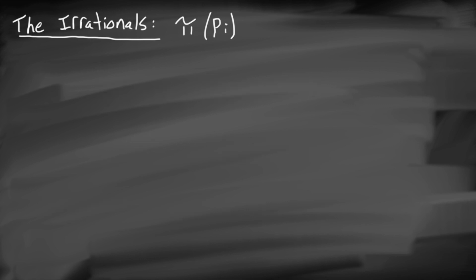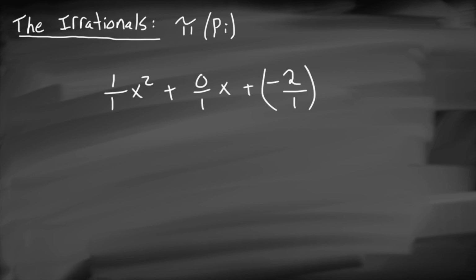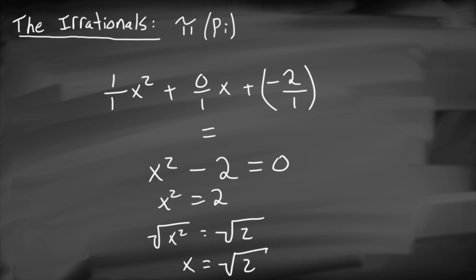The square root of 2 can be found in looking for the root of 1 over 1 times x squared plus 0 over 1 times x plus negative 2 over 1, which simplifies into x squared minus 2. If you solve for x by setting the polynomial equal to 0, you get x squared equals 2. Taking the square root of both sides, you get x equals the square root of 2. Therefore, you can find the square root with rational numbers using algebra.